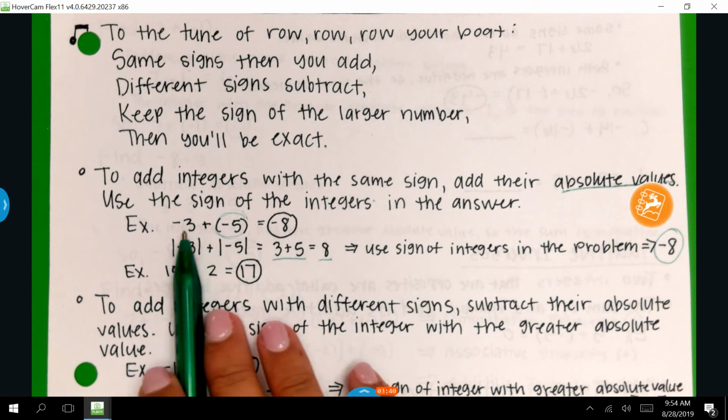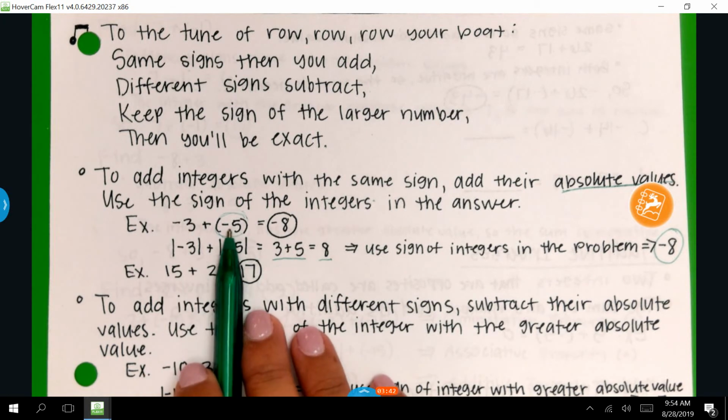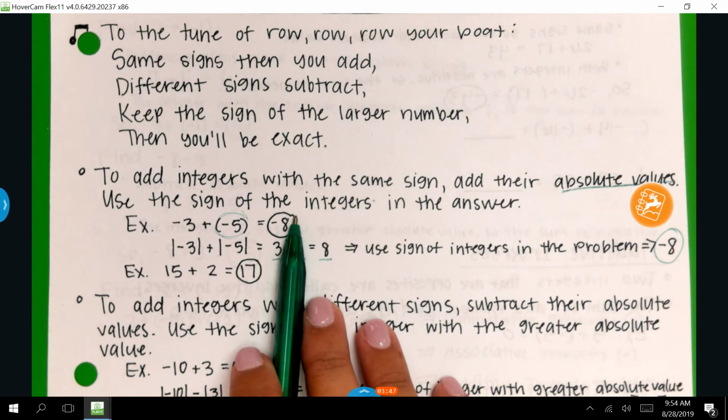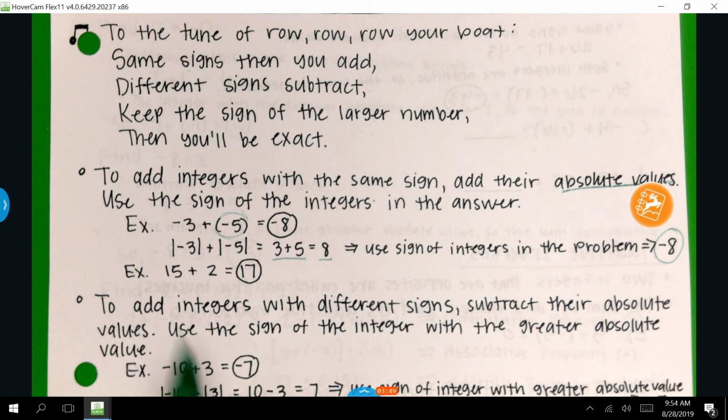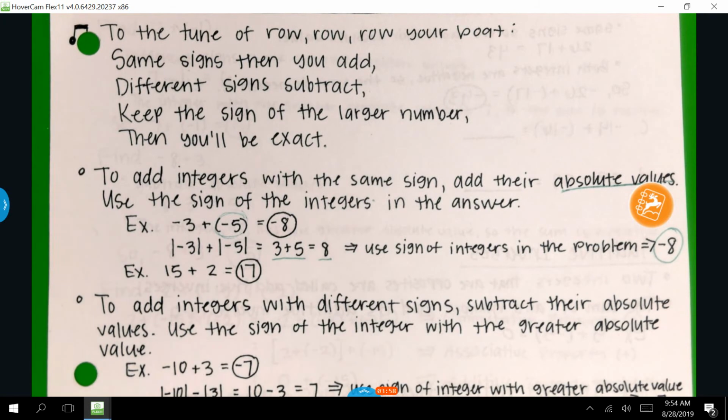So if you're adding 2 negatives, we're going to get there. Okay. So if you're adding 2 negatives, then your answer is always going to be negative as well. Okay. Just like 15 and 2. Positive, positive, same sign. So we're adding. Sign of the larger number is positive, so it's going to be 17.